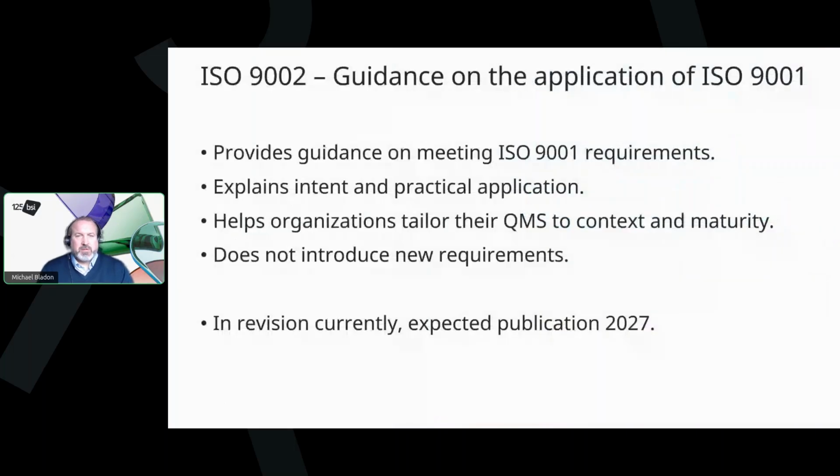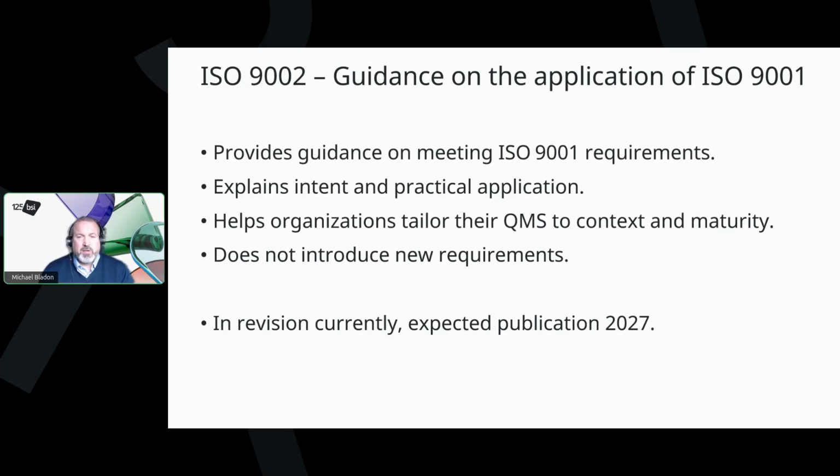So ISO 9002 is essentially a guidance document that supports the application of 9001. I'm sure many of you have had a chance to read and use it. It's designed to help organizations understand the intent and apply 9001 requirements in a practical way and take into account their context and maturity. So the key point with 9002 is it gives guidance, but it doesn't introduce any new requirements. It simply supports the understanding and consistent application of the ISO 9001 requirements. So if your organization is asking how do we apply these requirements in a way that fits our context, ISO 9002 is intended to be one of the main supporting resources.